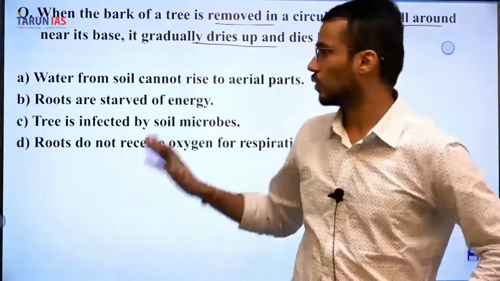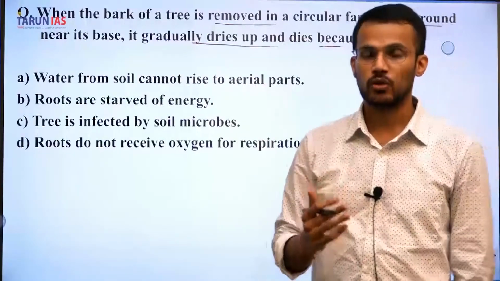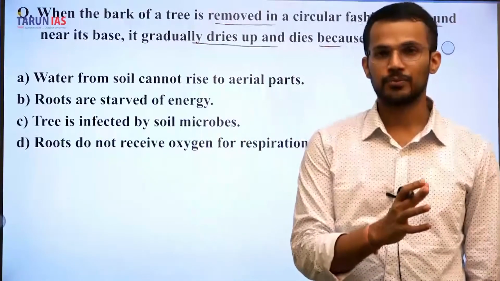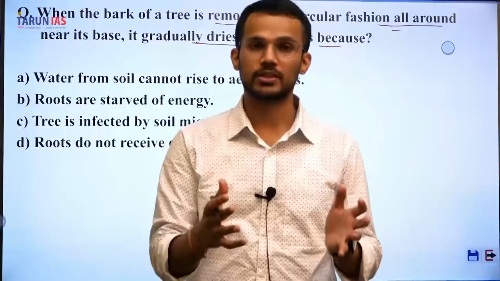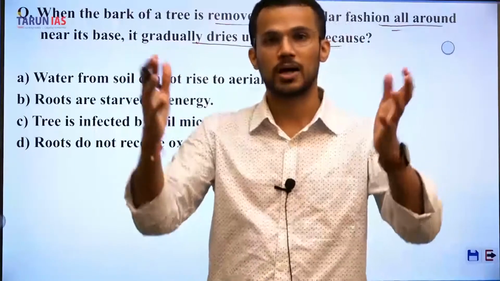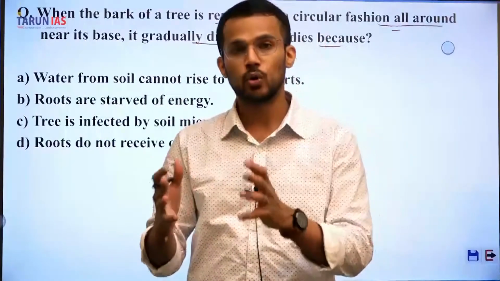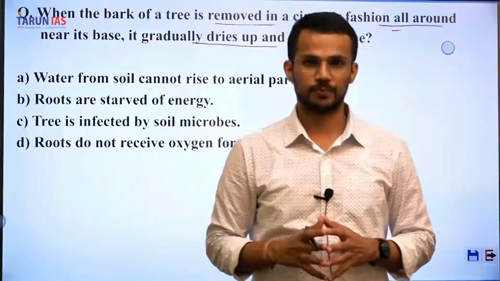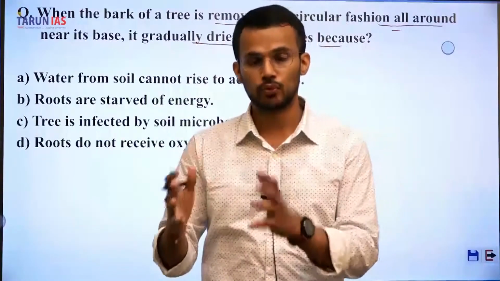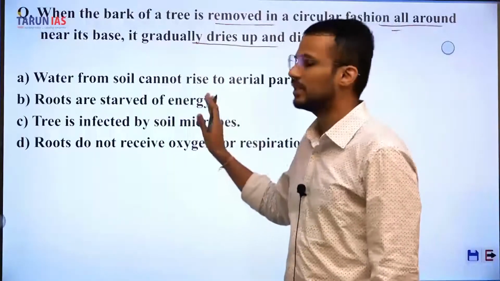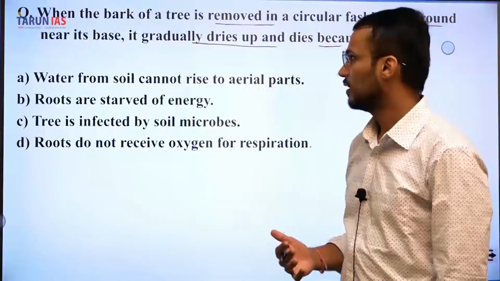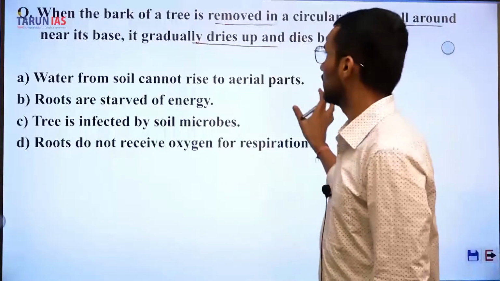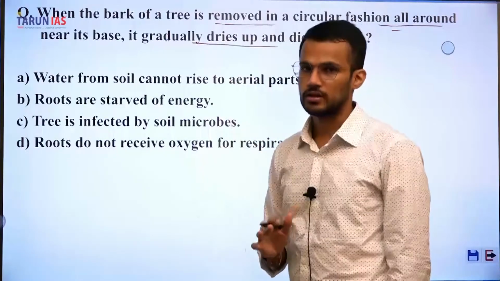phloem. So this question is related to xylem and phloem, which are the vascular tissues present in the plants. Xylem is a vascular tissue which helps in the flow of water from roots to other parts of the plant, and phloem ensures that the food produced by leaves is transmitted to different parts. And hence, if phloem is getting damaged, then it would be difficult for roots to receive food energy, and hence that particular bark of the tree will die.